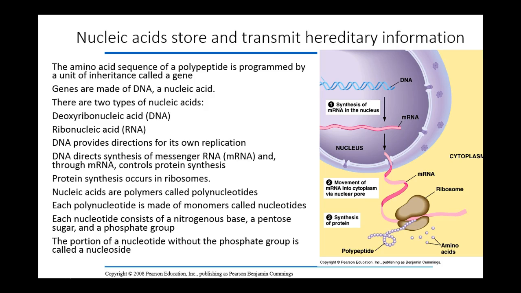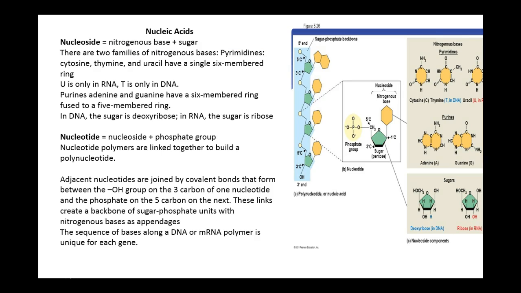Nucleic acids are polymers called polynucleotides. Each nucleotide consists of a nitrogen base, a pentose sugar, and a phosphate group, and I'm sure I have an image of that next. I can point that out. The nucleotide without the phosphate group is called a nucleoside. So we have an image here.